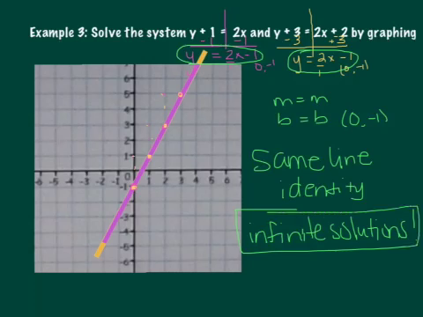Identity or infinite solutions means that all of these ordered pairs on this graph, anywhere that's an ordered pair, an (x, y) on the purple graph is also an (x, y) ordered pair on that orange graph.